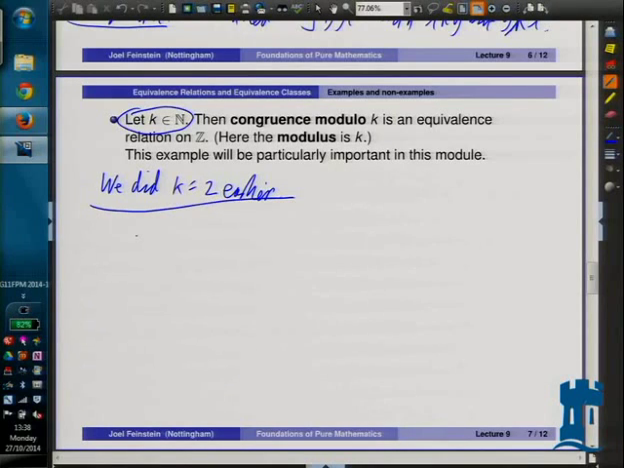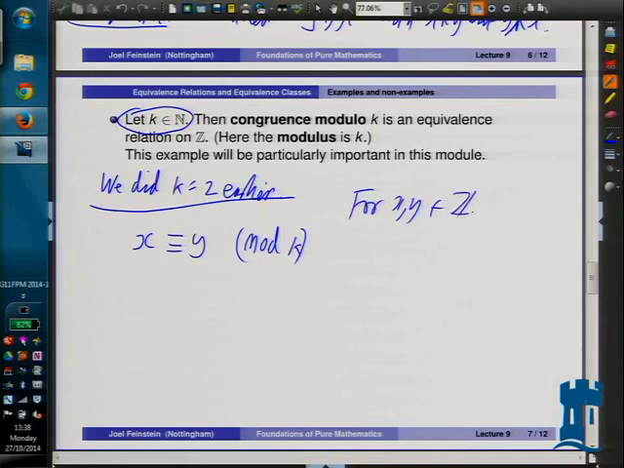We say x is congruent to y modulo k. This is for x and y in Z. We have x is congruent to y mod k if and only if k divides into x minus y. Okay? And we did 2 earlier.